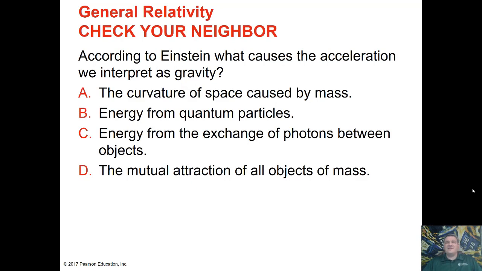All right, here is our fourth clicker question. According to Einstein, what causes the acceleration we interpret as gravity? A, the curvature of space caused by mass. B, energy from quantum particles. C, energy from the exchange of photons between objects. Or D, the mutual attraction of all objects of mass. Go ahead and think about it, and we'll discuss in just a bit.